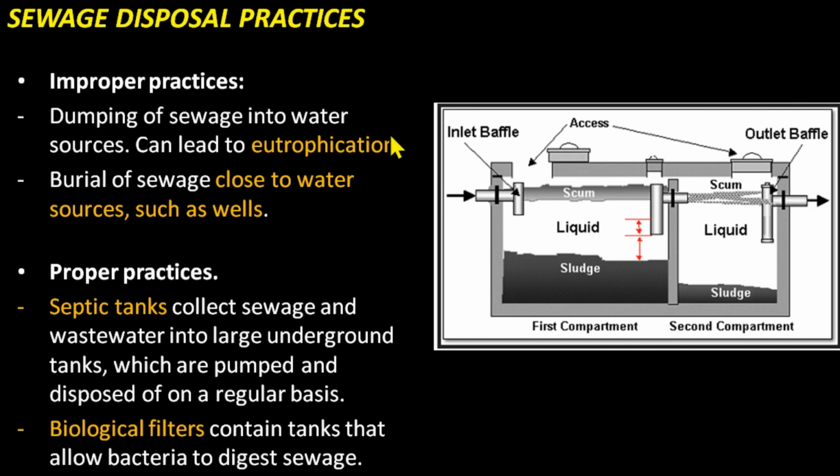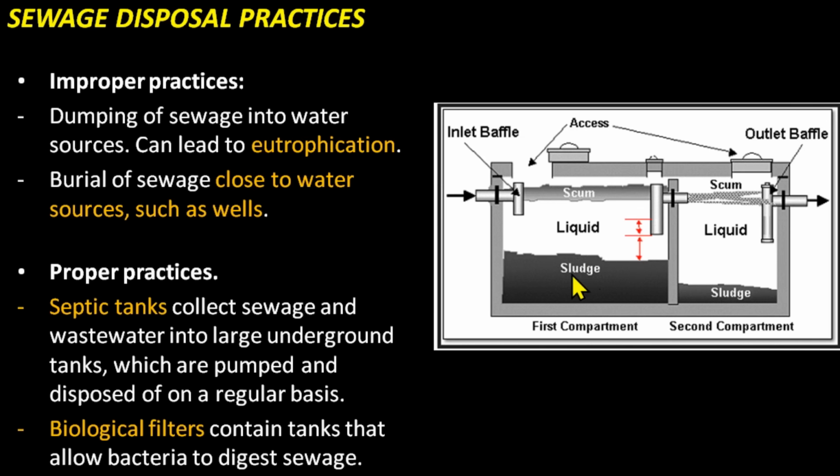Also, if you were to bury the sewage close to water sources such as wells, or close to the water table, the bacteria from that sewage could leach into the soil and possibly pollute the soil and deter growth of plants there, and also could affect any animals or underground life. Also, if people are drinking from the well where the sewage is buried, this could lead to cholera and dysentery and typhoid.